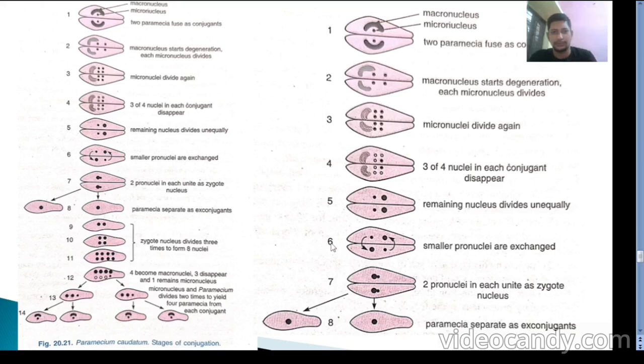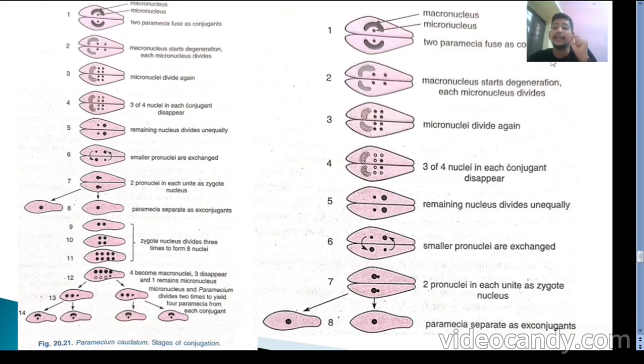You need to understand this. Now you can see these are the two paramecia which are fused together through their oral surface, and each paramecium has a micronucleus and a macronucleus. First they contact each other, and now these two paramecia are called conjugants. So remember this technical word. These two paramecia which are fused for the purpose of nuclear exchange are called conjugants.